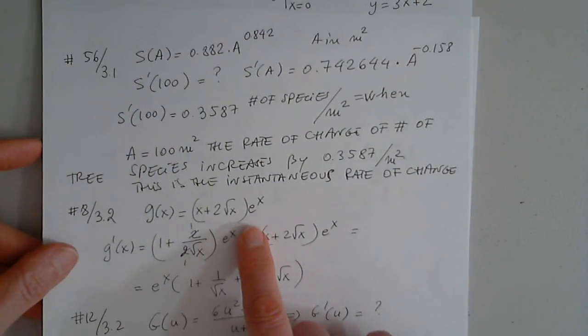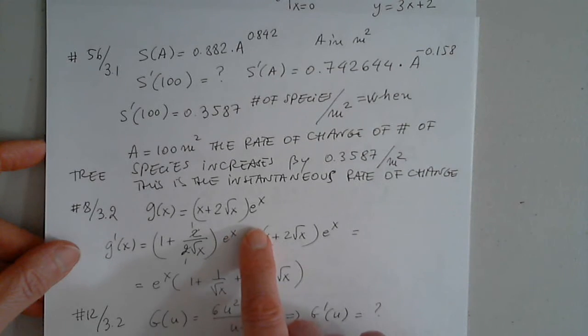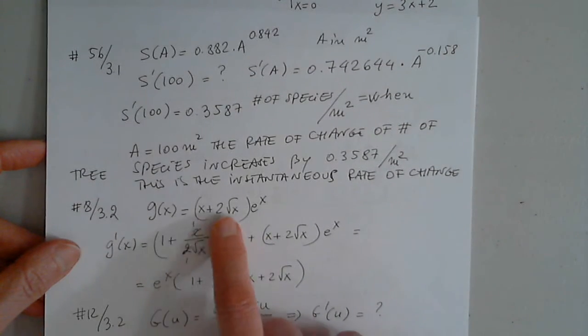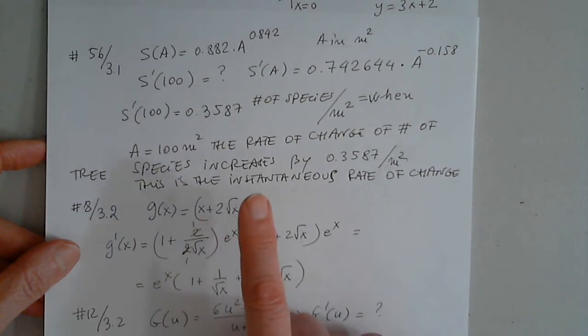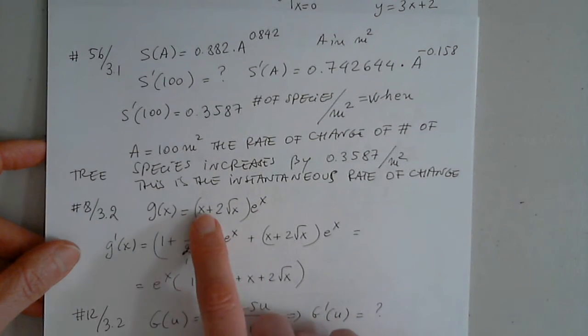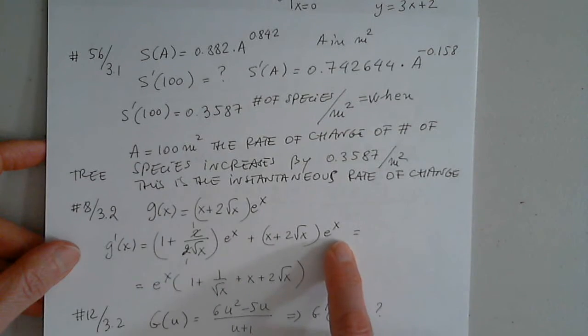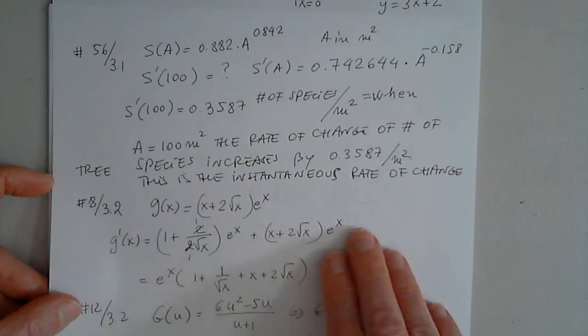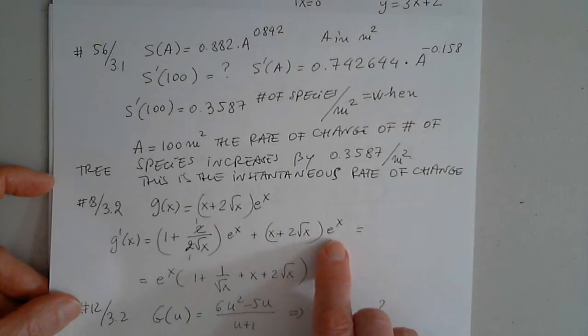Then we are asked to use the product rule for this. I differentiate the first function, x plus 2 over 2 the square root of x, multiplied by the second function plus the first function times the second function prime. The only thing I can do here is just factor out e to the x.